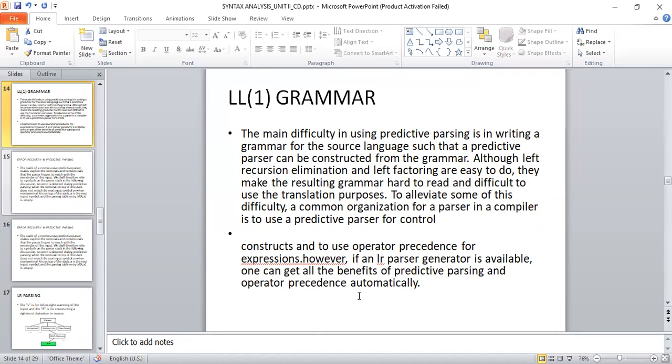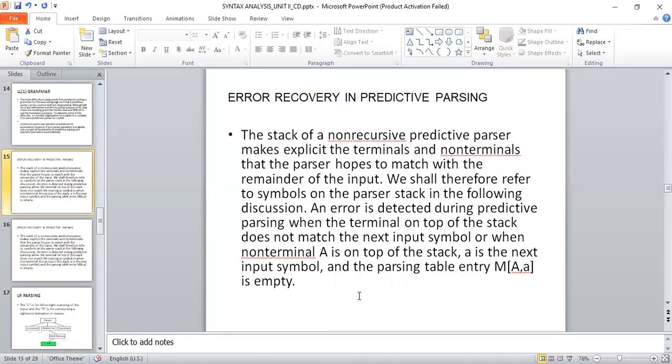To alleviate some of these difficulties, a common organization for a parser in a compiler is to use a predictive parser for control constructs and to use operator precedence for expressions. However, if an LR parser generator is available, one can get all the benefits of predictive parsing and operator precedence automatically. So how do we have error recovery methods in a predictive parser?